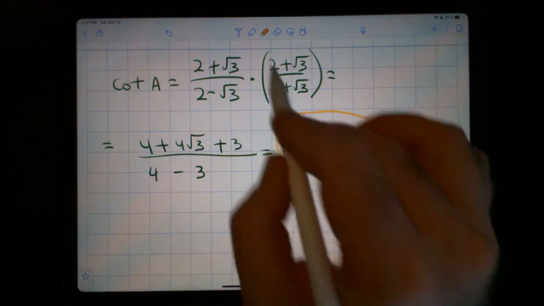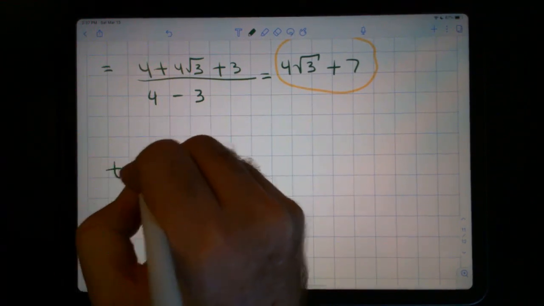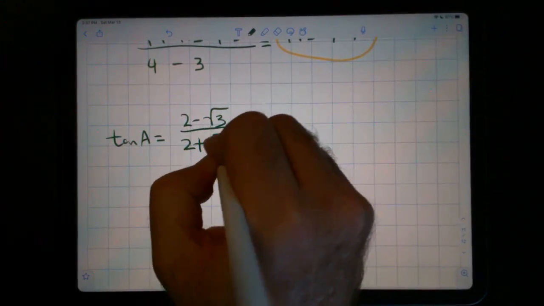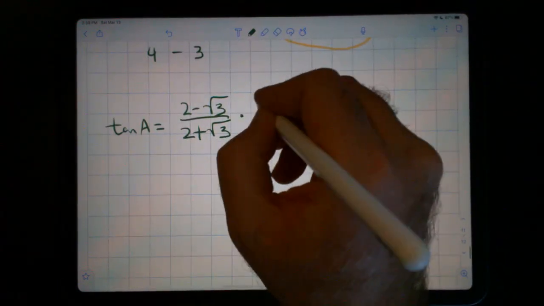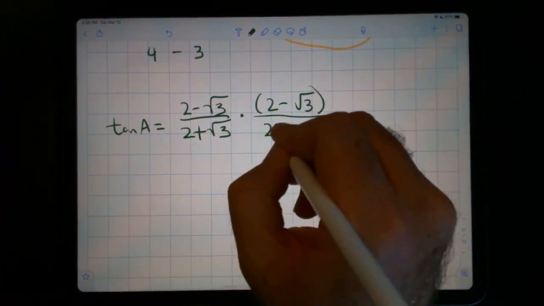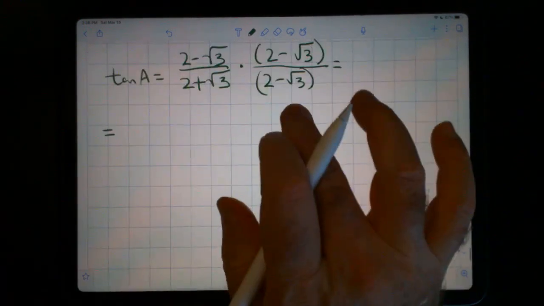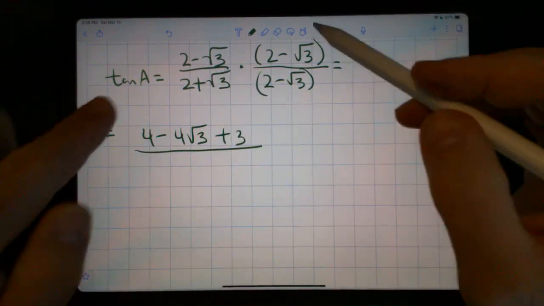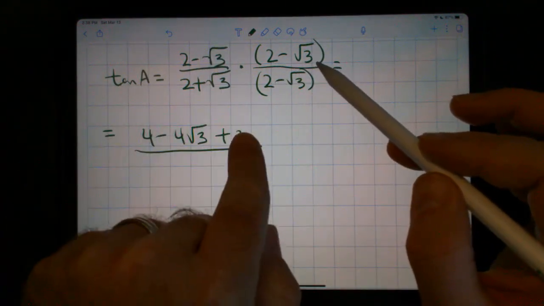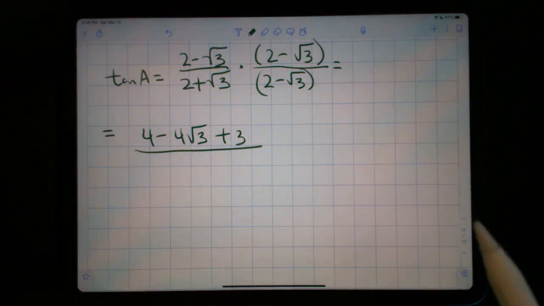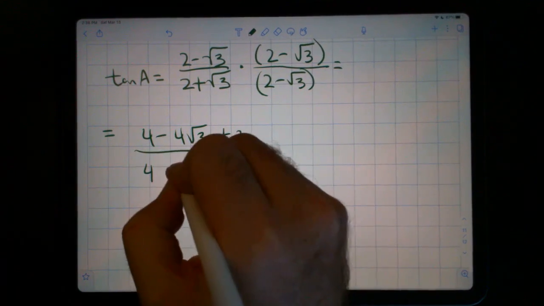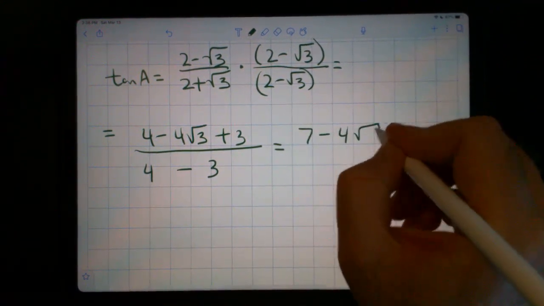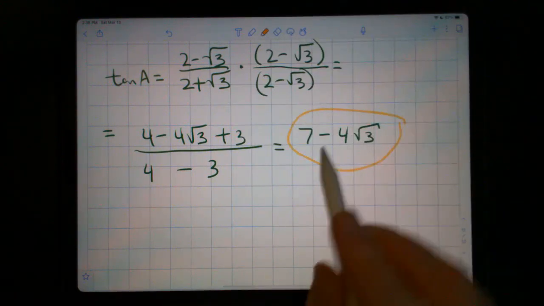And that was so much fun. Let's make the tangent proper. So tangent is the inverse of cotangent. Okay, multiply this by the conjugate. Square the first term, square the second term, and then it's 2 times the product of A times B. The denominator, square the first term, square the second term, subtract. 4 minus 3 is 1. And here I want to put the 7 in front because it just looks better, I think. Otherwise, you'll have a negative 4 radical 3 plus 7.